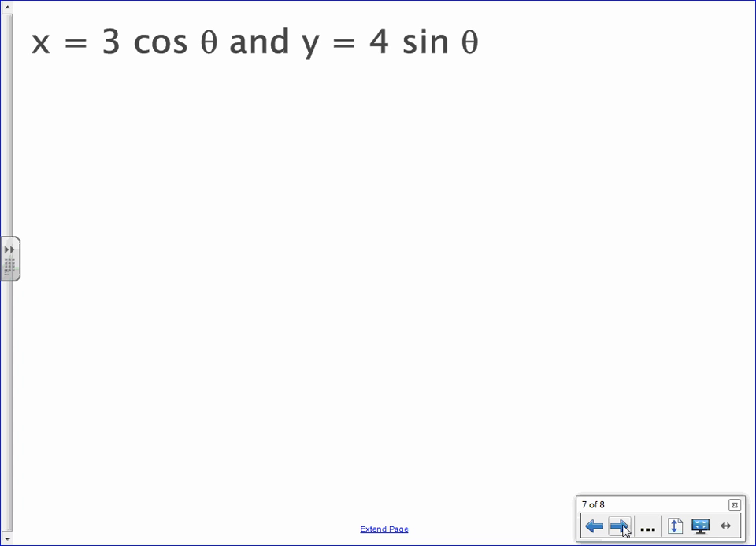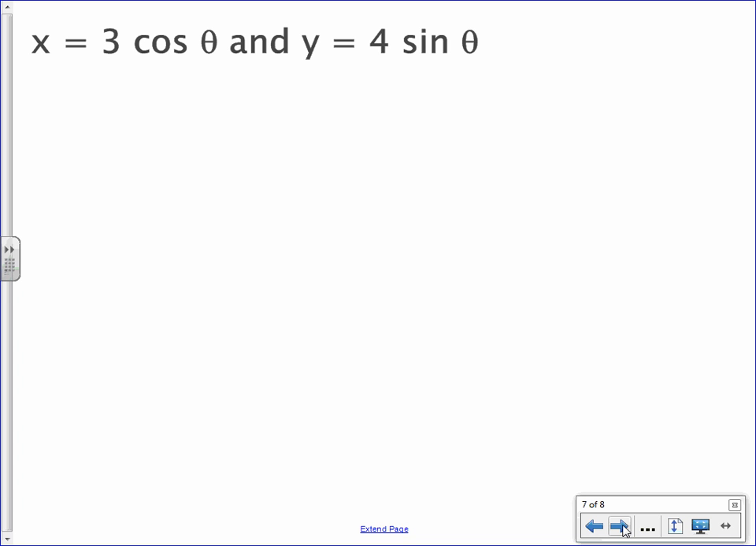So this is our last example. I saved the best for last. Okay. Can we solve for theta? No. So we need to be a little bit creative here.